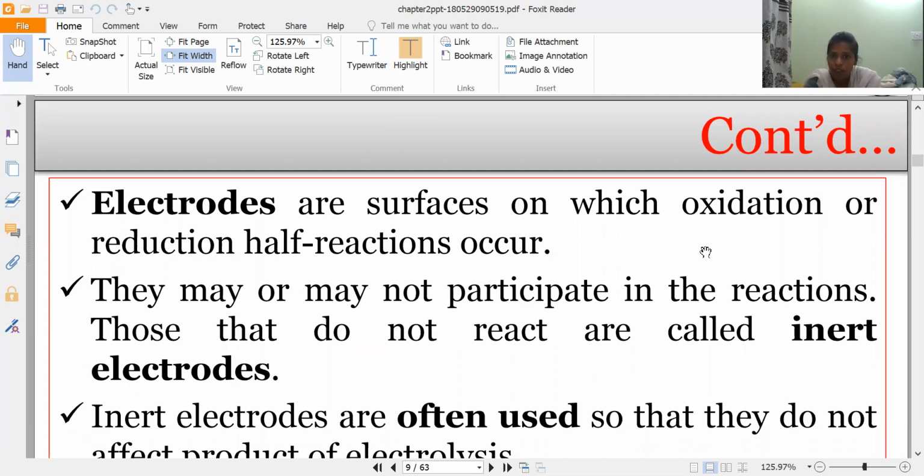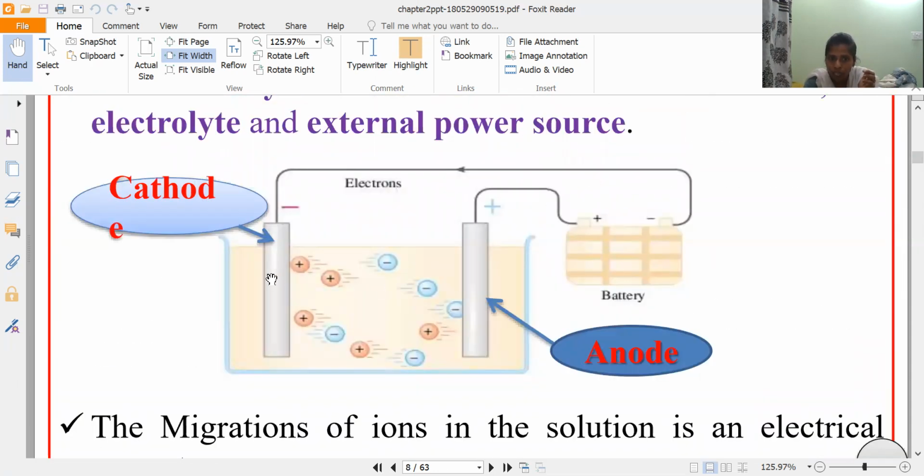Electrodes are surfaces on which oxidation or reduction half reactions occur. They may or may not participate in the reaction. Those that do not react are called inert electrodes. If the electrodes are not participating in the reaction, those electrodes are called inert electrodes. Inert electrodes means the electrodes which are not participating in the reaction. But there is no compulsion that the electrode should participate in the reaction.